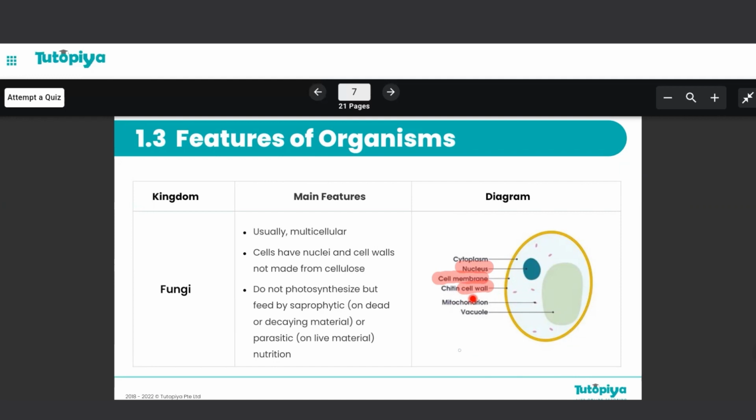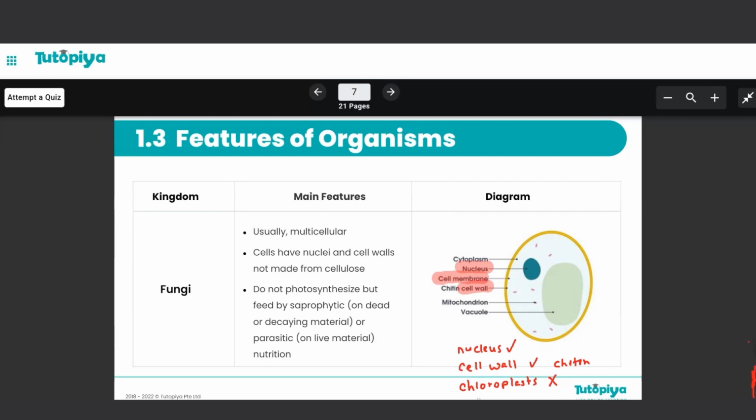So let's just note down those important points. The fungal cell too has a nucleus. It has a cell wall, but this time the cell wall is different to the plant cell. It's made up of a material called chitin. And regarding chloroplasts, do you see any chloroplasts in this fungal cell? No, because chloroplasts are absent in fungal cells.